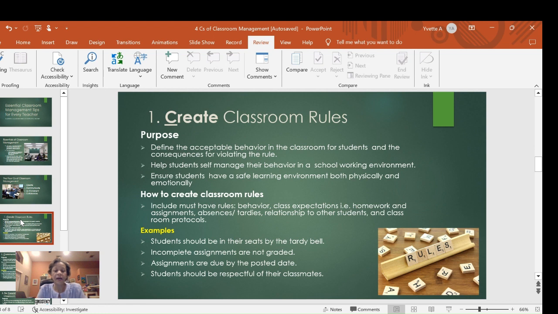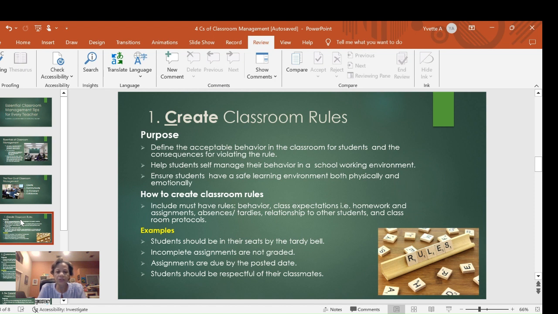When we say create classroom rules, every teacher realizes very early on, maybe even as part of their student teaching, or in those weeks before school starts, that you have to have rules. A rule in a classroom is actually a safeguard, not just for you, but for the students also. It lets the students know ahead of time what's acceptable in the class, what kind of behavior the teacher is expecting, and what the consequences of violating that rule could be. That's why I say classroom rules are a safeguard.